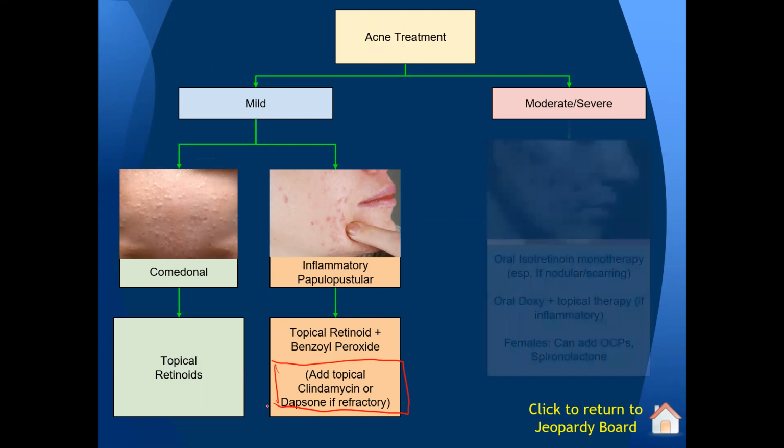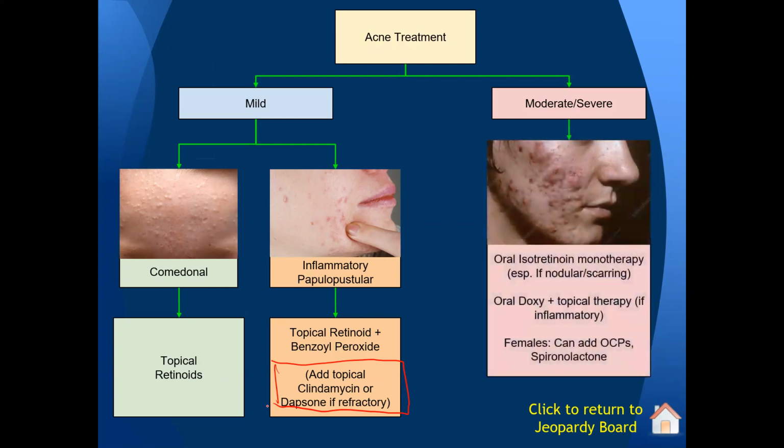A little bit different if they're moderate to severe. If they have that nodular scarring acne, you want to be really, really aggressive, and you'll start those patients on oral isotretinoin monotherapy. Always check a pregnancy test, and then they got to sign some forms to be on this because it's super, super, super teratogenic.